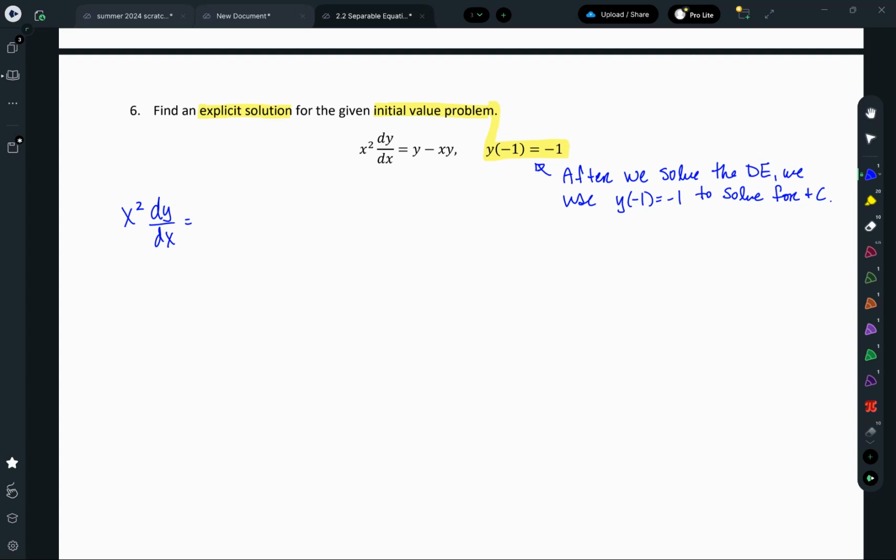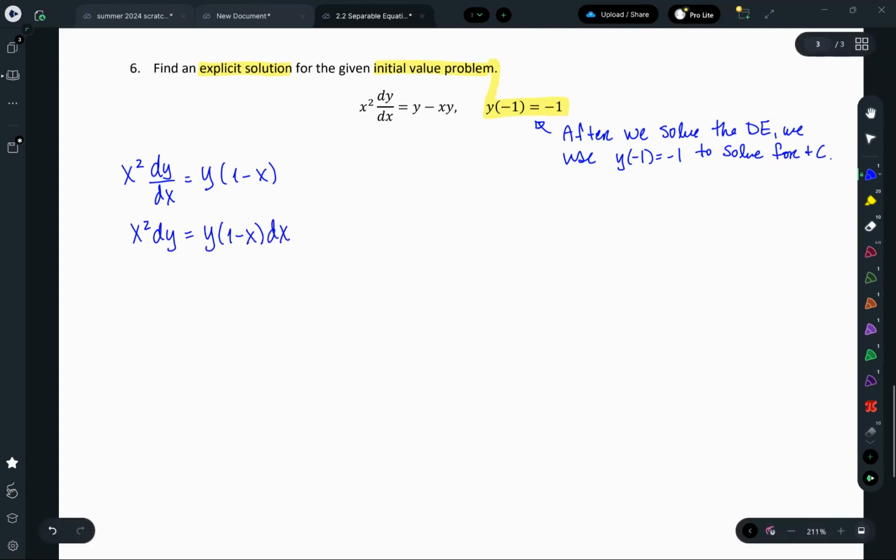They both have a y in common, so I'll go ahead and factor that out. Y times 1 minus x. That looks good. I can multiply both sides by dx. I get x squared dy is equal to y times 1 minus x dx.